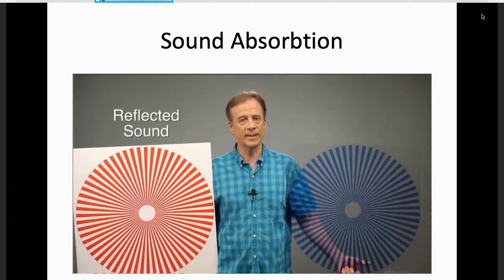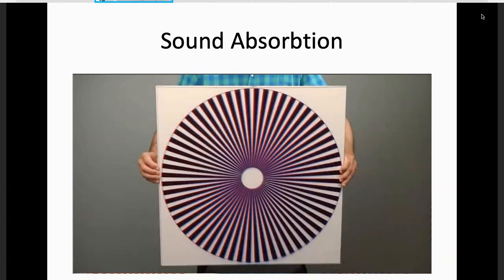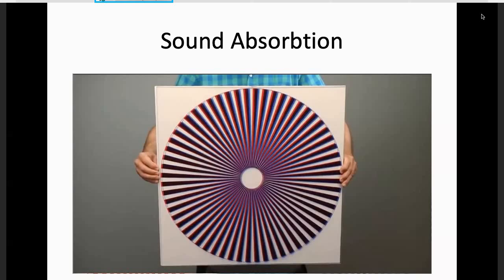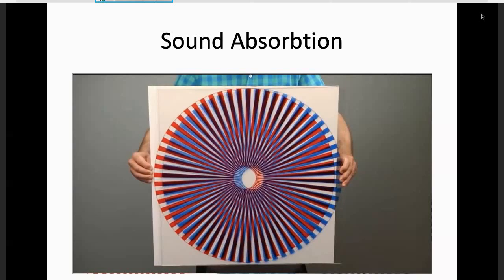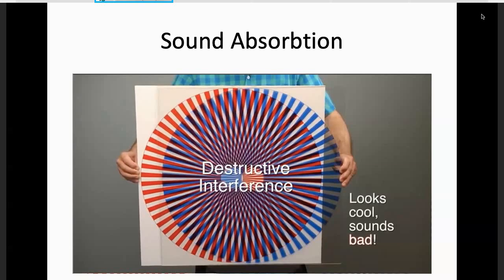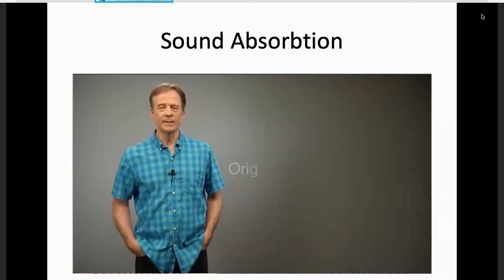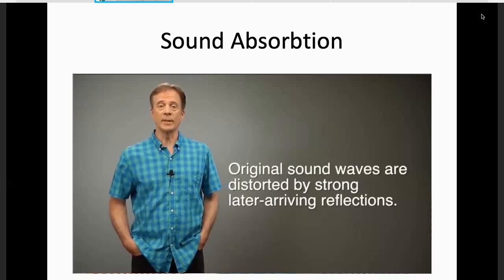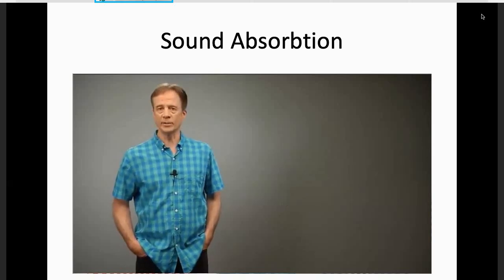Pattern represents reflected sound waves. They start out together, but when I move the red one backwards, like a delayed sound reflection, it creates destructive interference patterns which changes the original sound wave. Here's the problem. Original sound waves are distorted by strong, later arriving reflections.